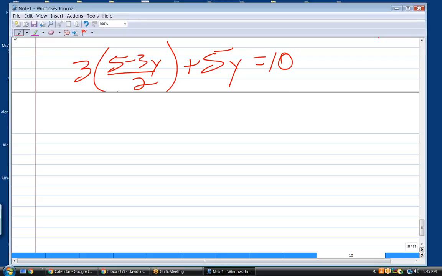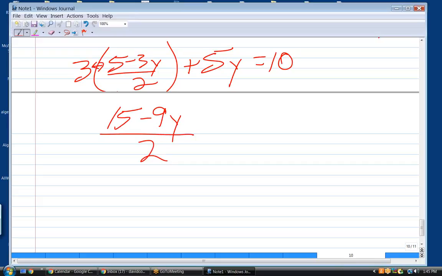Eliminate the parentheses. We have to take out the parentheses. Okay. How do I do it? So it's going to be 3 times 5, it's going to be 15. Read the next line to me. 15 minus 9y over 2. I'm only multiplying numerators.